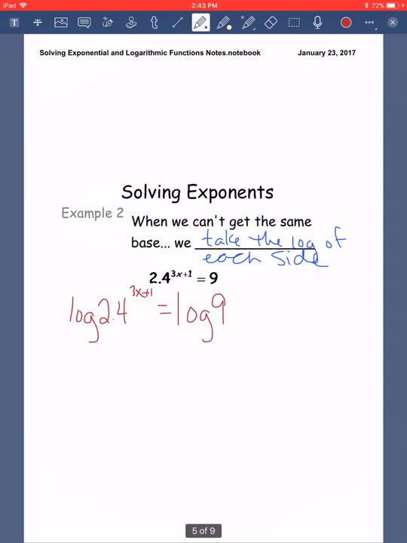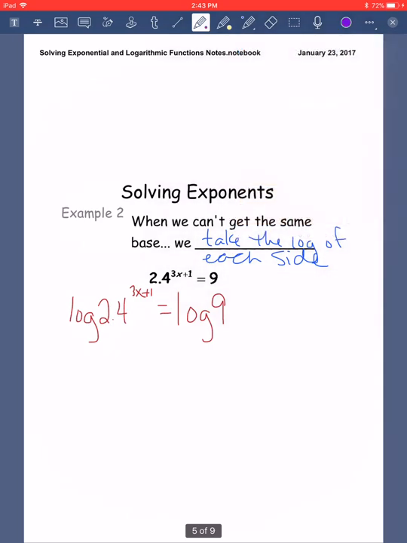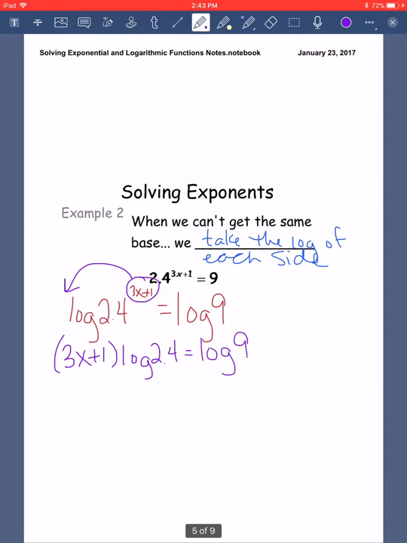I'm going to use the power property now. So I have an exponent in my logarithm, which means I can take that exponent and pull it out to the front. So 3x plus 1 times the log of 2.4 equals the log of 9. And I'm going to work to get x alone. So my first step is I'm going to divide both sides by the log of 2.4. So when I do it to the left side, I'm just getting rid of it completely.